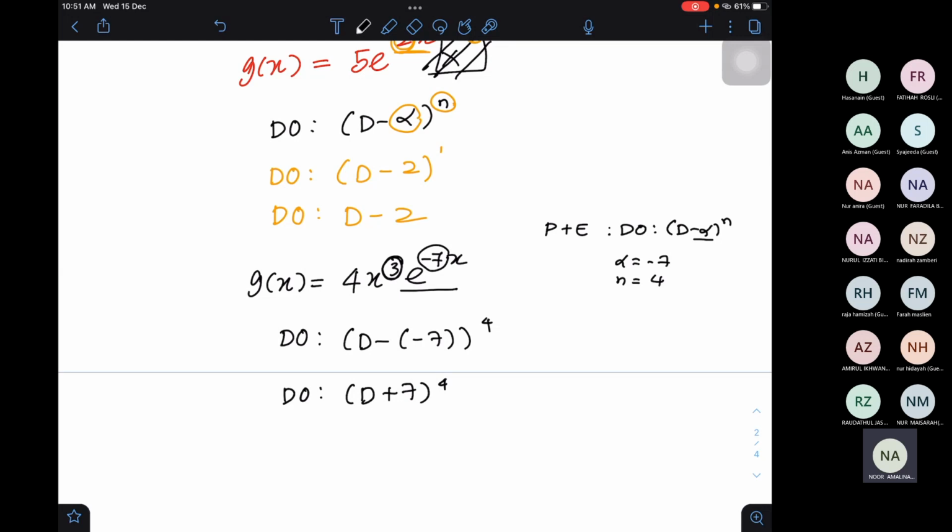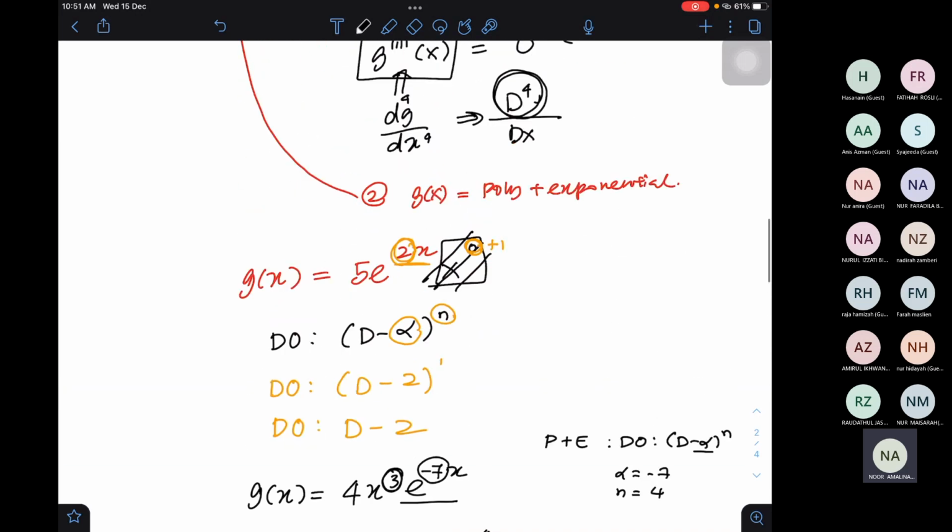Okay, so ini adalah cara untuk tentukan differential operator. How differential operator can help us to find the YP? Kejap lagi kita tengok. Okay, itu untuk kes yang kedua.